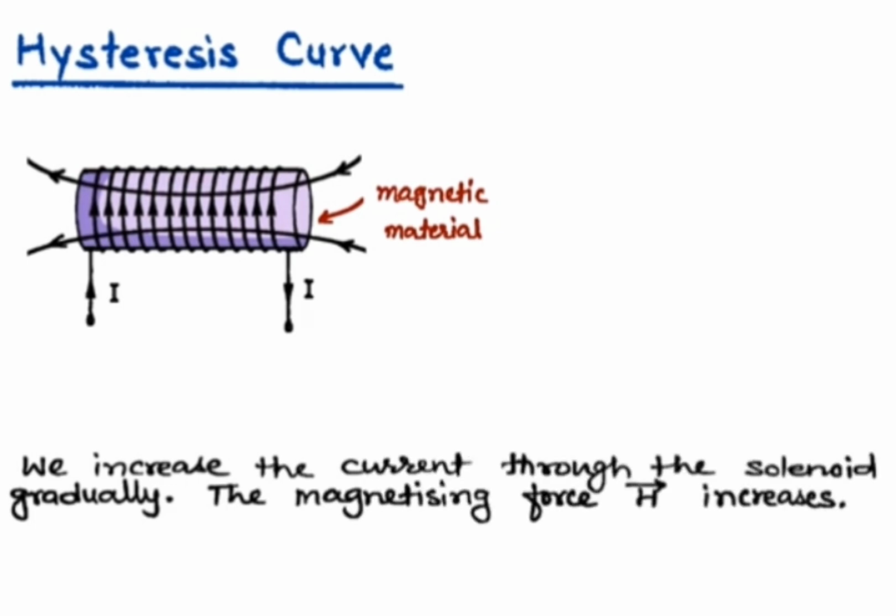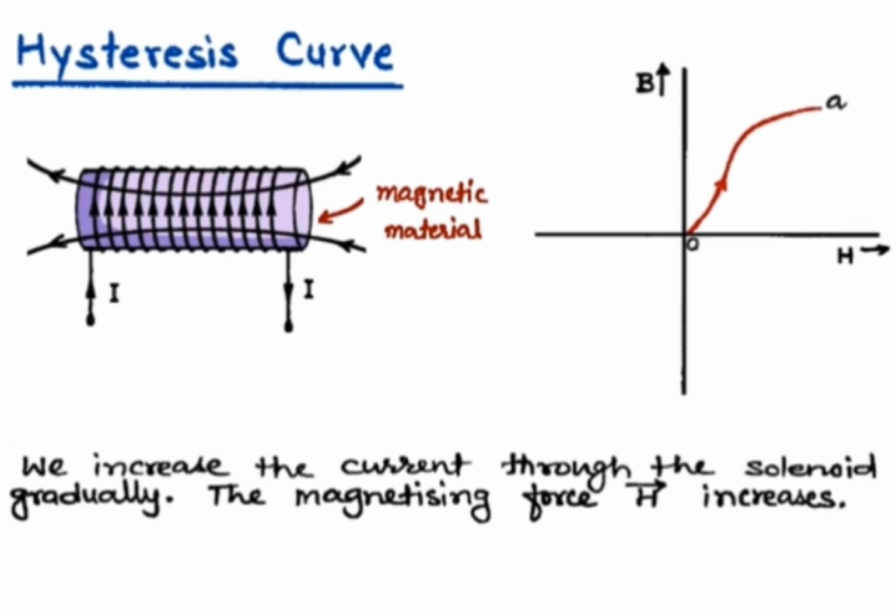If we increase the current through the solenoid gradually, the magnetizing force also increases. That means the value of magnetic intensity goes on increasing. After that, if we plot the graph of magnetic field B and magnetic intensity H, we obtain the curve OA. Why do we obtain the curve OA?